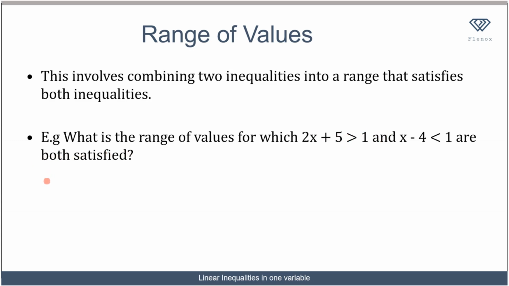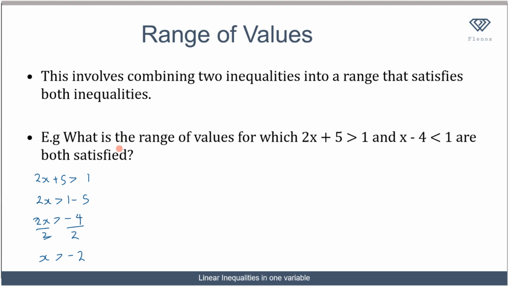So the first thing you have to do is you have to solve both inequalities. So for the first one, what do I have? I have 2x plus 5 is greater than 1. And what does that give me? I have 2x is greater than 1 minus 5. So I have 2x is greater than minus 4. So I divide both sides by 2. Since I'm dividing by a positive number, I don't need to reverse. So I have what? X is greater than minus 2.